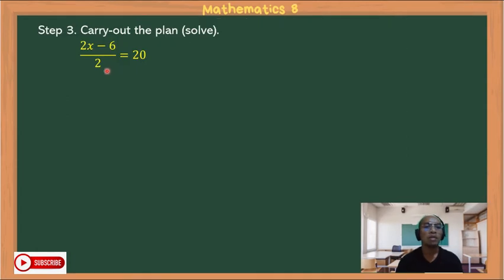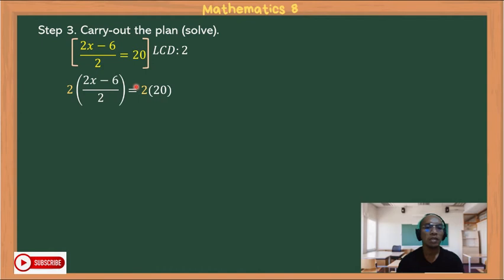Again, there is a denominator. To get rid of this denominator, we have to multiply both sides of the equation by the LCD, in this case 2. So distribute 2. 2 times the left side of the equation, 2x minus 6 all over 2, is equal to 2 times 20. So 2 will be cancelled out. What is left on the left side is just 2x minus 6, and that is equal to 2 times 20, which is 40.